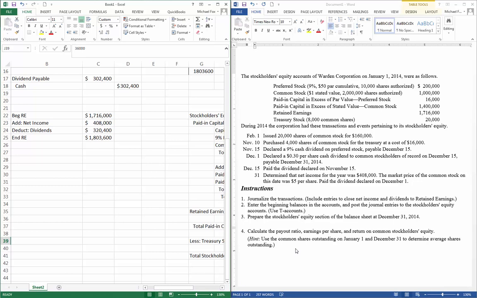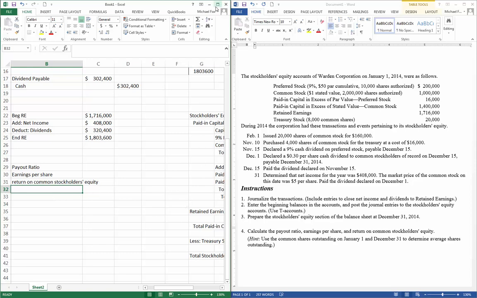Part 4 is calculate the payout ratio, the earnings per share, and the return on common stockholders' equity. And use the common shares outstanding to determine the average shares outstanding. All right. So I'll just do it right here. Payout ratio. What else did they want? Earnings per share. And return, and was that it? Okay.